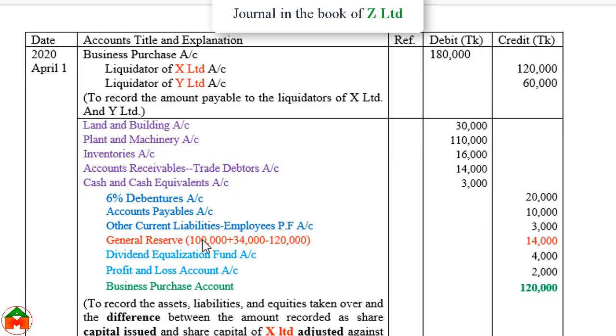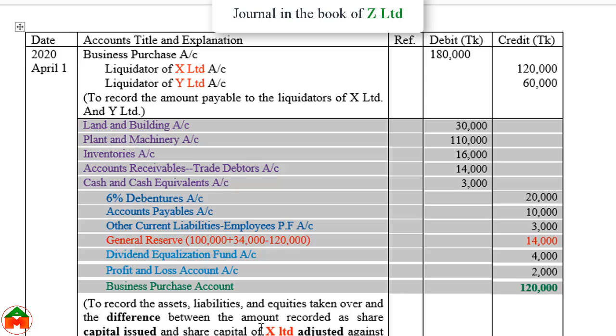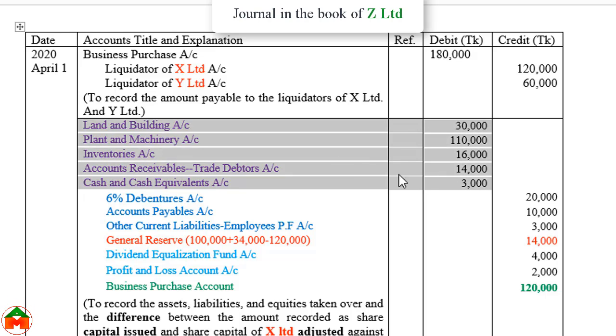And in the second journal, since Jet Limited is going to take over 2 companies, in the second journal we will show all the assets and liabilities and equities of X Company Limited. These are the asset items. Assets should be shown in the debit side. These items are taken from the X Company Limited: land and building 30,000, plant and machinery 1,10,000, inventories 16,000, accounts receivable 14,000, cash and cash equivalents 3,000. These are the asset items.